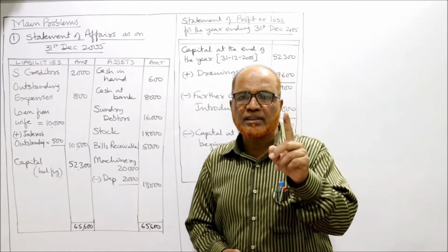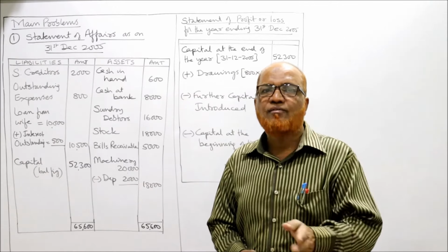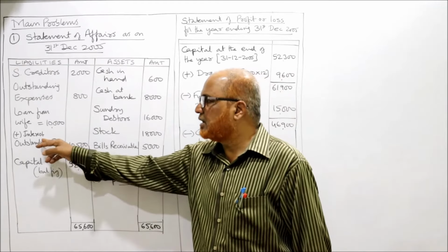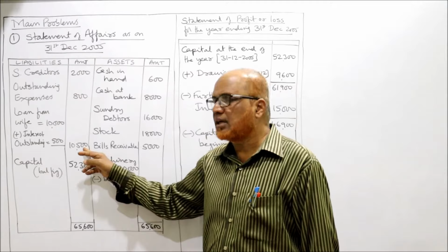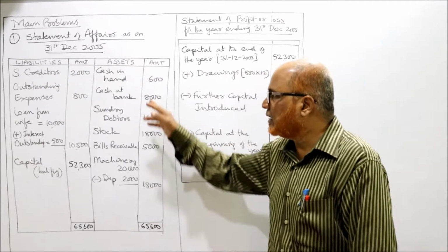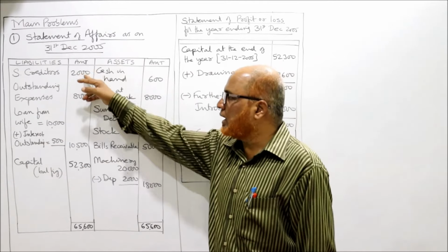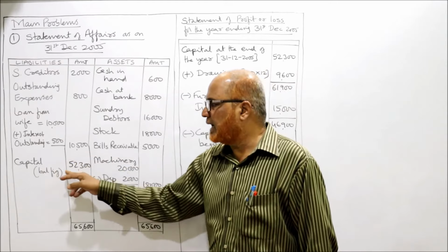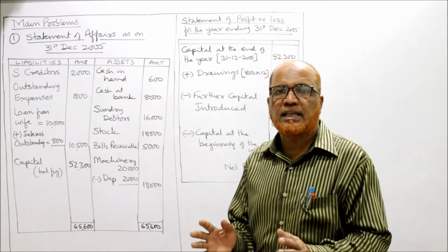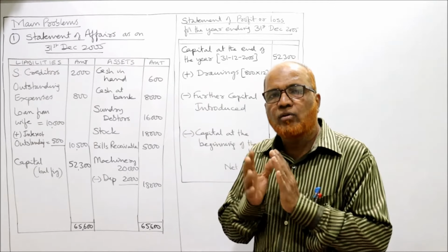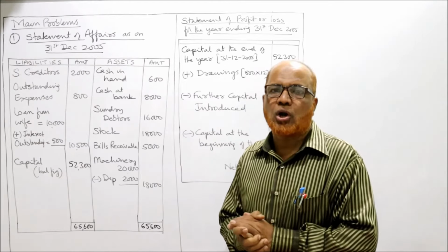So for 1 year 1000, for 6 months 500, so 500 rupees interest outstanding. So total amount due to wife is 10,500, right? We have taken all assets minus all liabilities. The capital at the end of the year is 52,300. This is the capital at the end of the year. Now we have to find out the profit or loss.